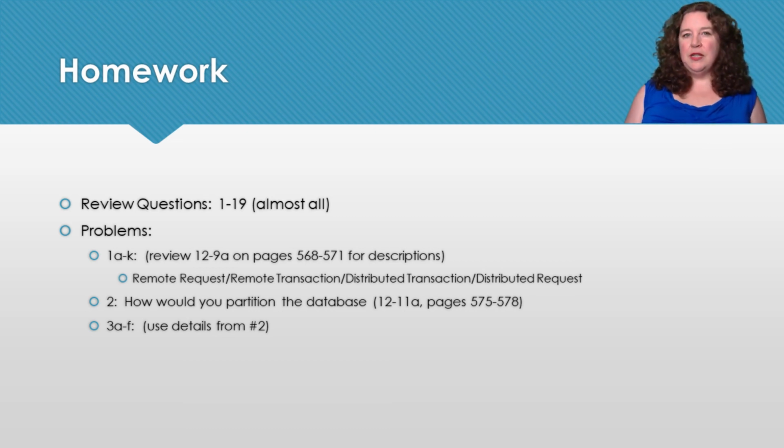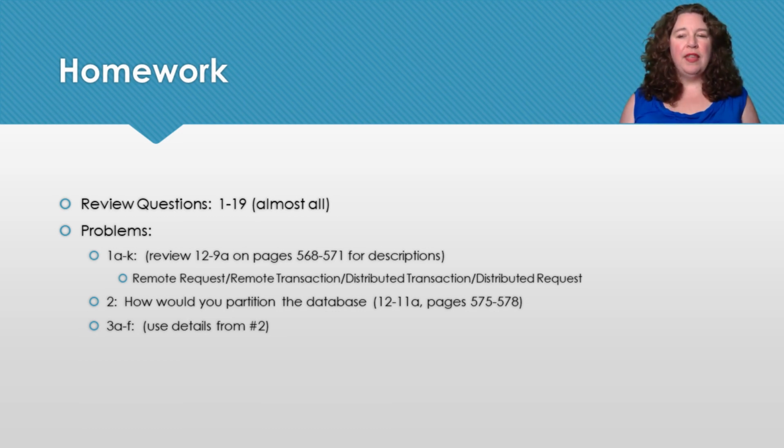The problems. So there's only 3 problems in this one. Number 1 has an A through K, and the answers for A through K are going to be remote request, remote transaction, distributed transaction, or distributed request. So remember that chapter 12.9 section, which is pages 568 through 571, that describes those different transaction types. What they're doing for 1A through K is they're giving you a query and they're asking you, does this look like a remote request? Does it look like a remote transaction? Does it look like a distributed transaction or a distributed request? So those are your 4 answers for 1 through K. You just have to pick out which one's which.